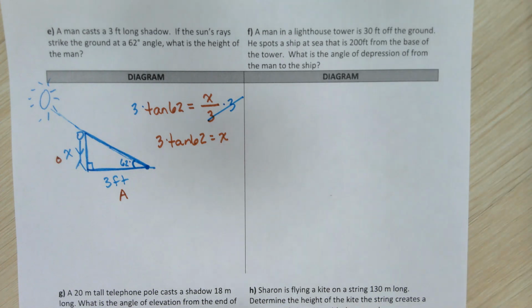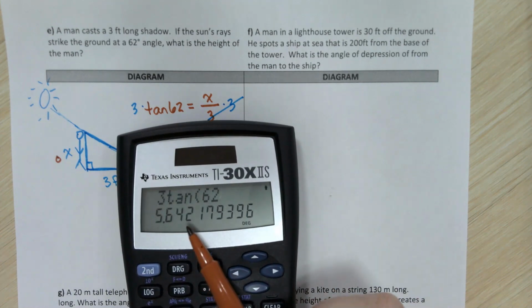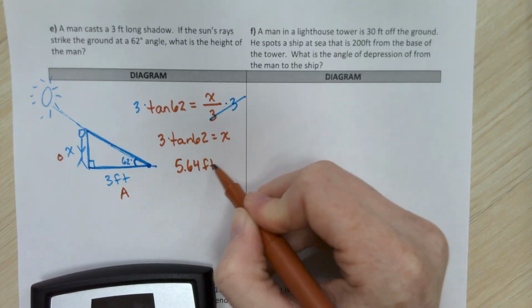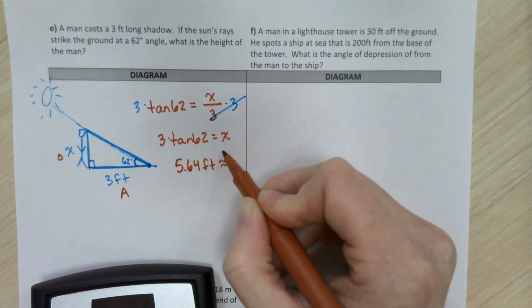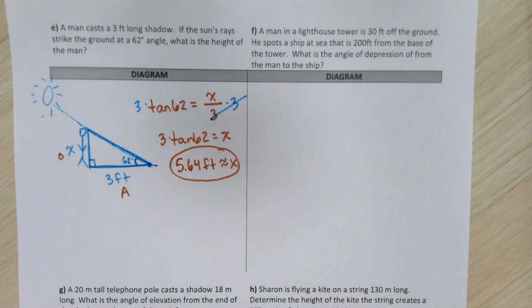3 tangent 62 is equal to 5.642. That 2 tells me to leave that 4 alone. So this man is 5.64 feet tall, approximately. So he's a little bit more than 5.5 feet tall.